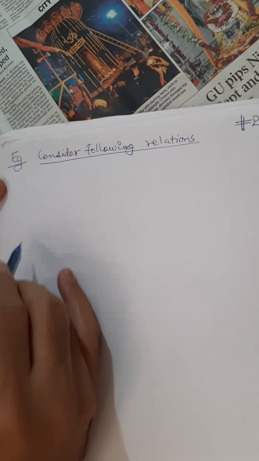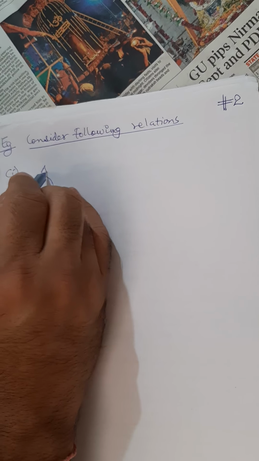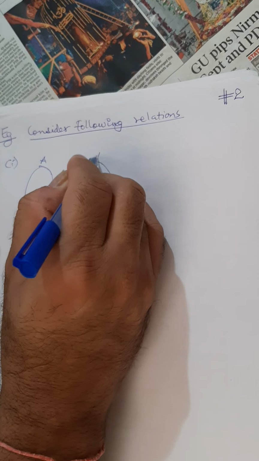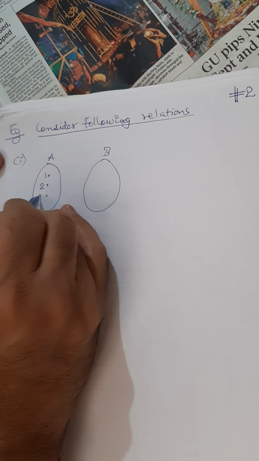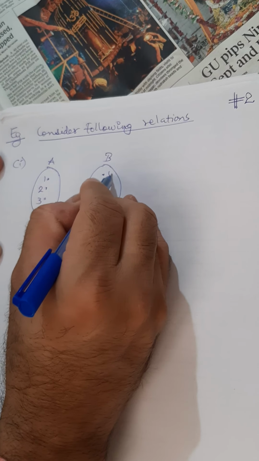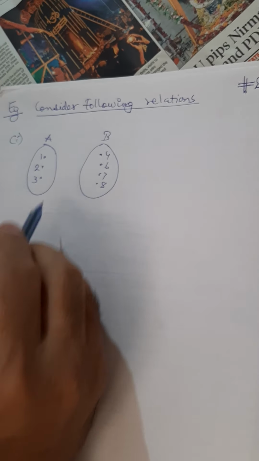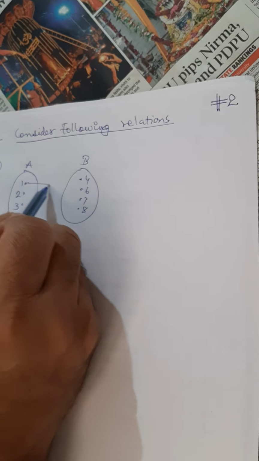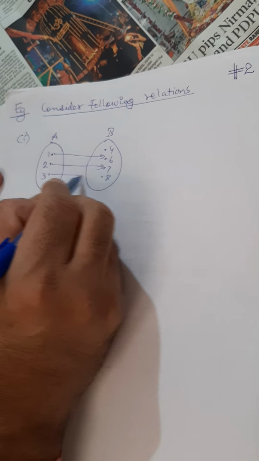Let's consider the following relations. First one, relation from A to B here. Suppose I have here 3 members, 1, 2, 3. Suppose here I have 4, 6, 7, 8. And this is given to you. Suppose 1 with 6, 2 connected with 7, and let's take 3 connected with 8.